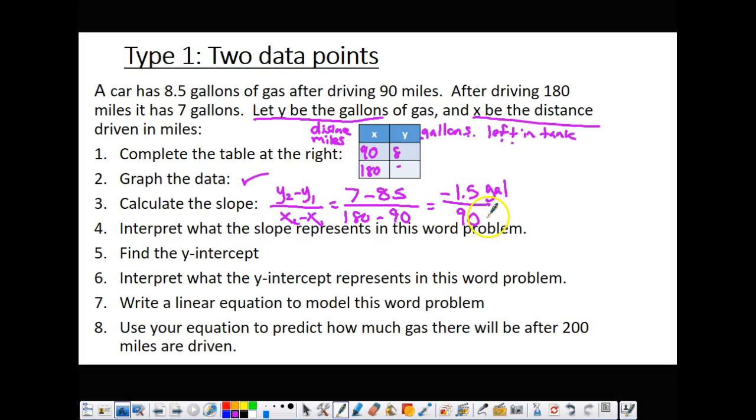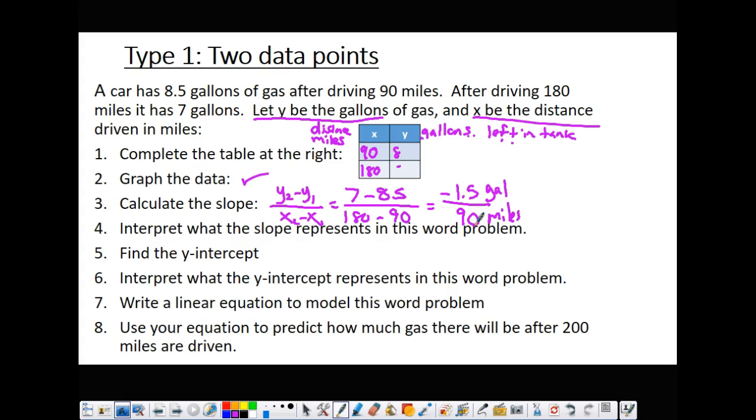And what's this? And so what John said earlier was right. We are losing, the negative, right? We are losing 1.5 gallons for every 90 miles. Maybe? I don't know. Maybe. Yeah, you're probably right. Good job. Unless I'm sometimes stupid. No, I think you're good.